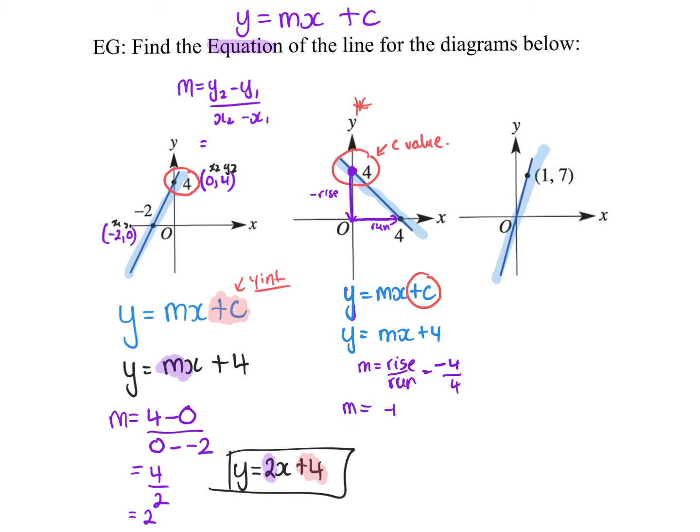So now I can write this equation out as y equals negative x, or we can write -1x plus 4. And there's the equation for that line.